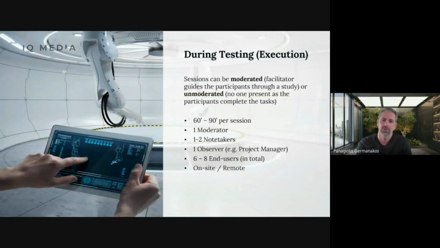And once we have that, we execute. Again, I talked about it. Also, we saw it during interviews. Ideally, if moderated, 60 to 90 minutes, one moderator, 1 to 2 note takers, 1 observer, and from then on, 6 to 8 end users for the same persona use case. It's a good standpoint to see information repeating itself. If not, of course, you can go for bigger samples.